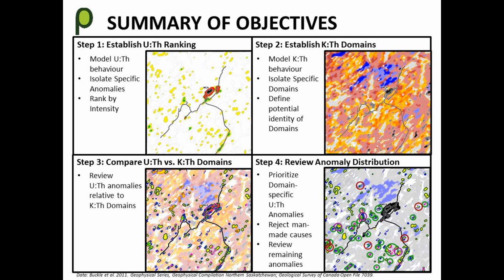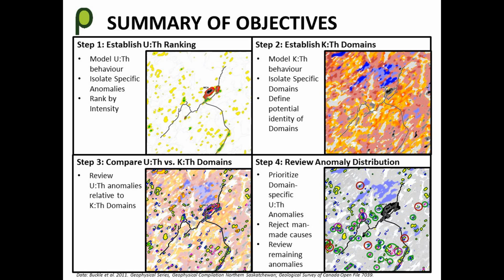Which ones are worth looking at, which ones aren't, based on my current assumptions about the model, for instance, or current assumptions about which ones might be a priority in the area. And then finally, our whole goal is to find anomalies and then start reducing them because they don't make sense. Then we're left with whatever's left, still a valid target, so it's still worth pursuing. So that's the idea here. Prioritize those domain-specific anomalies, reject man-made causes, for instance, and review the remaining ones.